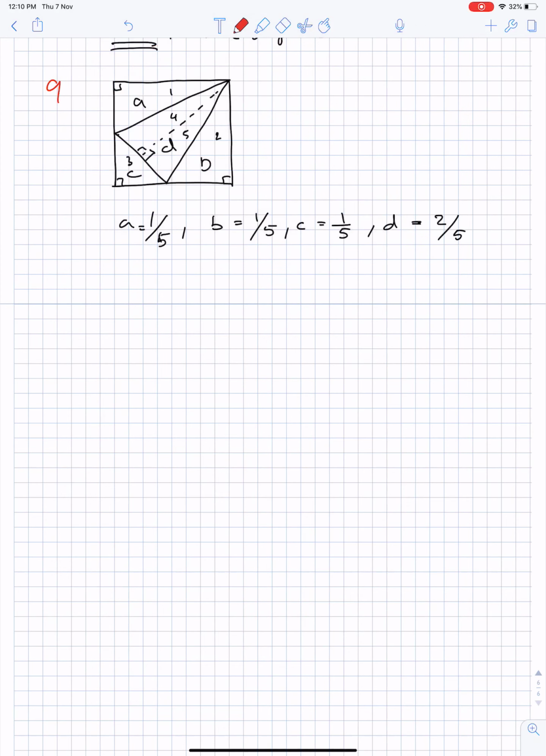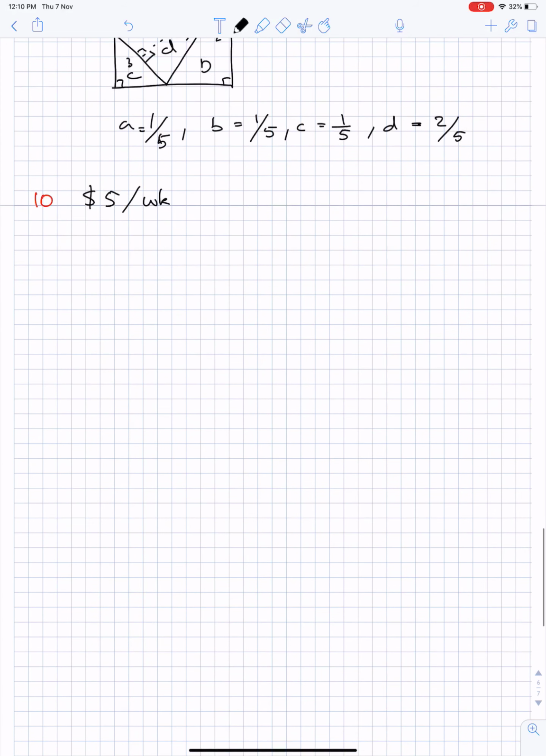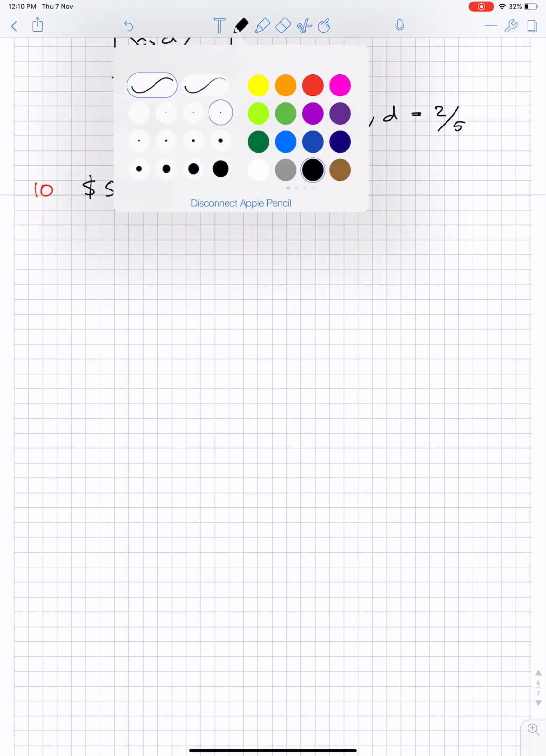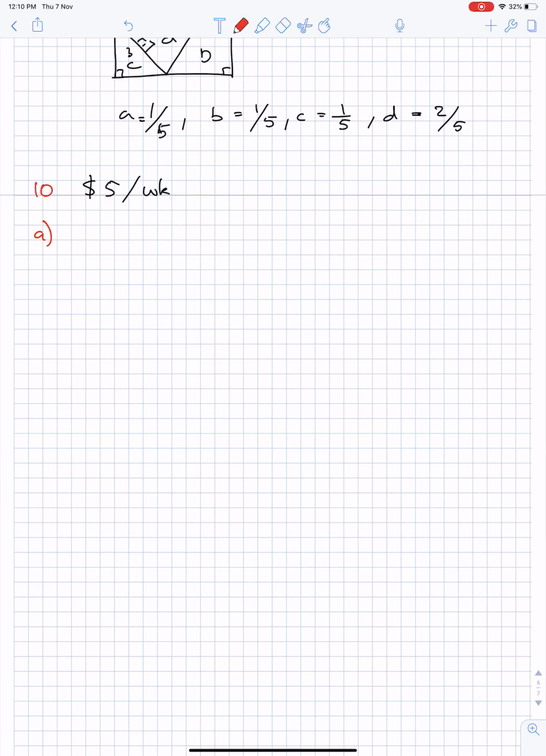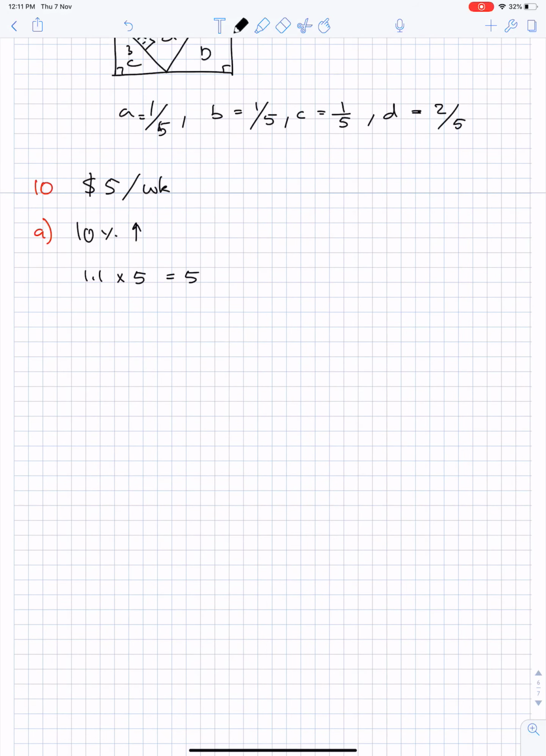Okay, question 10. Cheyenne currently gets $5 per week as pocket money from his parents. So question A, his parents promised a 10% increase in pocket money. What would his pocket money be with a 10% increase? So 1.1 times 5. It will be $5.50. So he'll get a 50-cent increase.